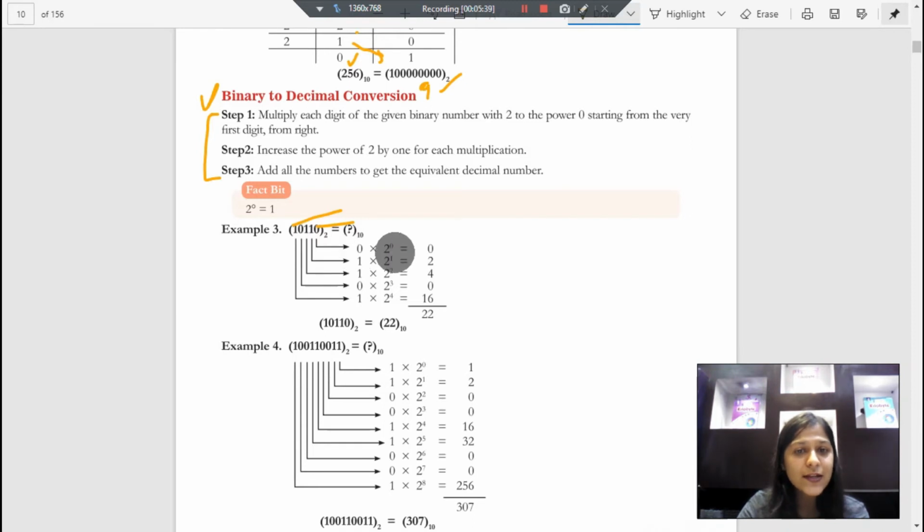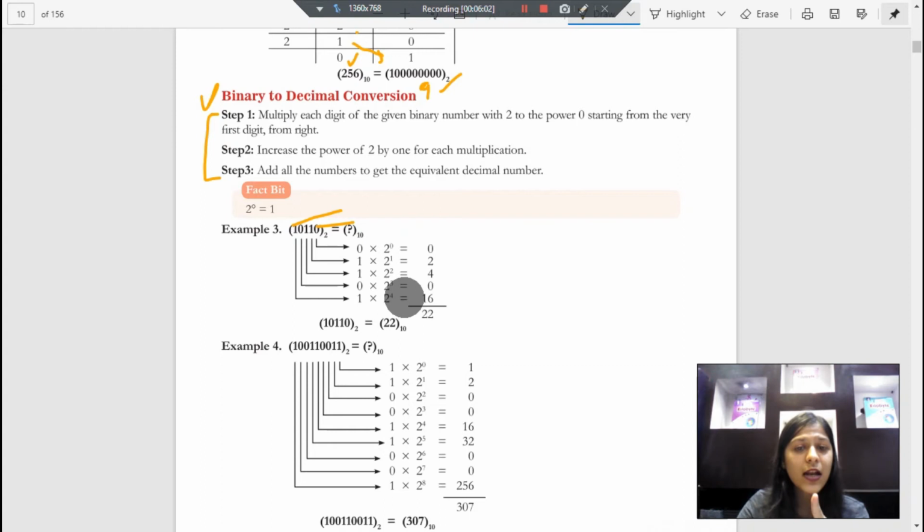0 multiplied by 2 to the power 0, which is 0, because 0 multiplied by anything is 0. 1 multiplied by 2 to the power 1, and 2 to the power 1 is 2. So 1 multiplied by 2 is 2. 2 to the power 2 is 4. 4 multiplied by 1 is 4. 2 to the power 3, it's 8. But 8 multiplied by 0, that is 0.